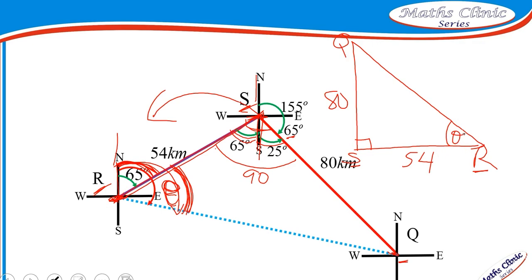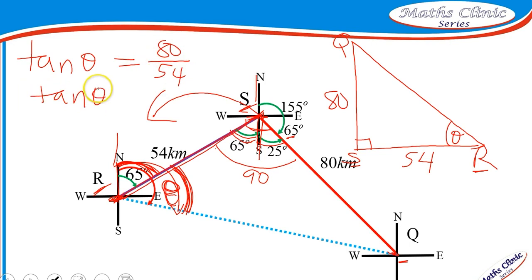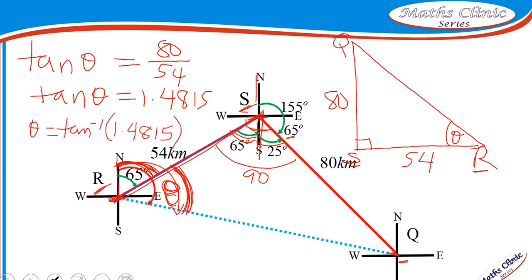Whatever the angle is, I will just add it to the 65 to get a bearing. And so using tan theta again, tan is opposite 80 over adjacent 54. And so tan theta will be equal to 1.4815 to 4 decimal places. Then we find the tan inverse. So tan inverse of 1.4815 will be equal to 55.980. Right.